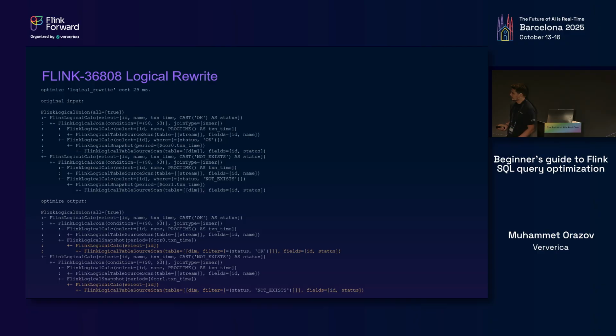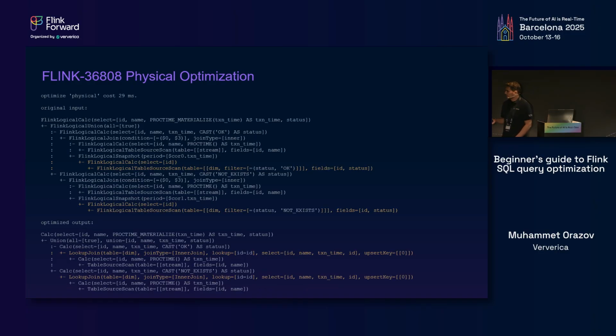This is fine, and as you can see, this input here, the logical calc, has a filter query for the table. And what it does, as the output shows, is a filter pushdown: the filter is pushed into the table source scan, for both the OK and not exist strings, which is fine. We want the filter pushdown, and the JDBC supports filter pushdown. We want them already filtered out in the table.